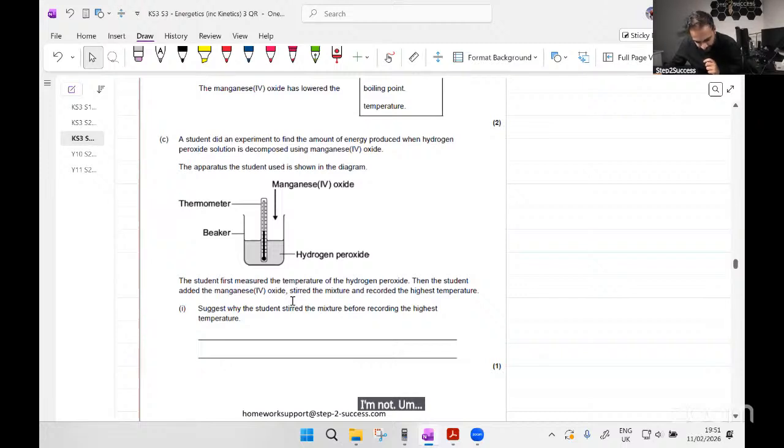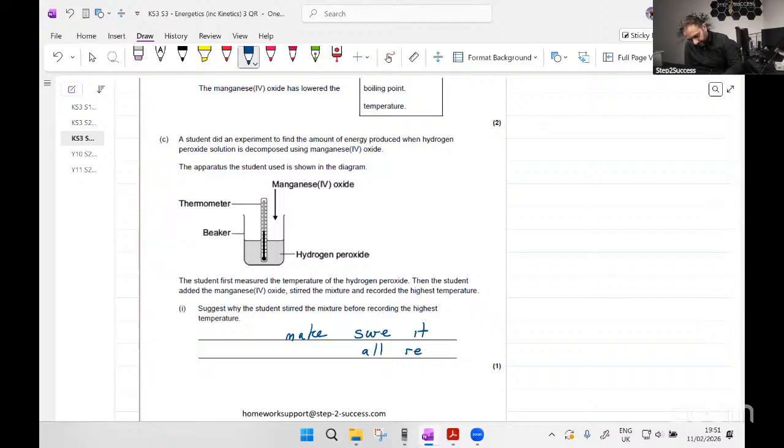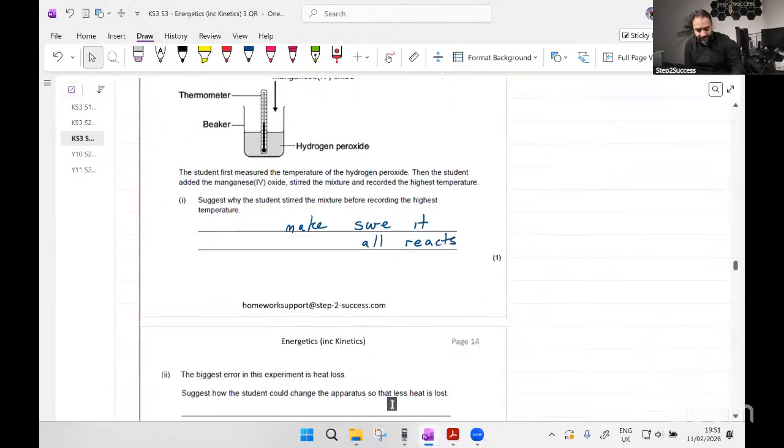Energy produced with hydrogen peroxide decomposition of hydrogen oxide. Why did they stir the mixture? I think it's to make sure that it all reacts. Why do you stir, like, I don't know, sugar into tea? It's to make sure that it all dissolves. I assume that's the answer. That's why you stir things.